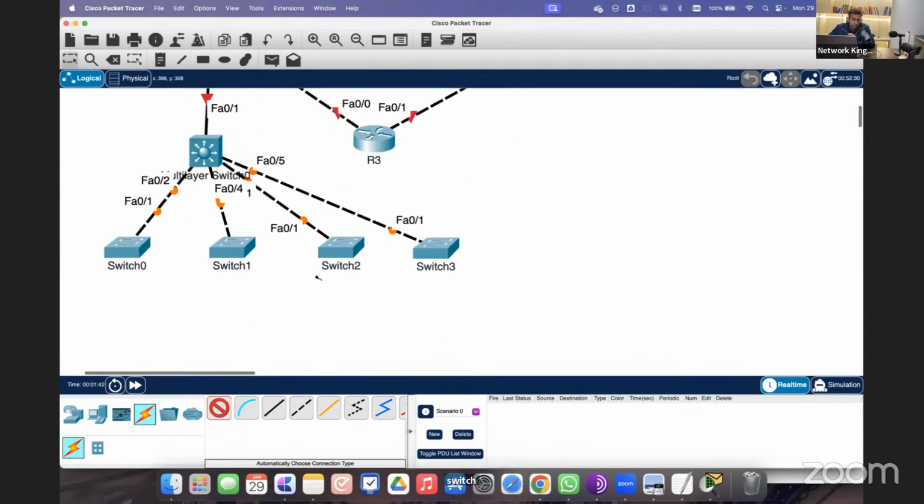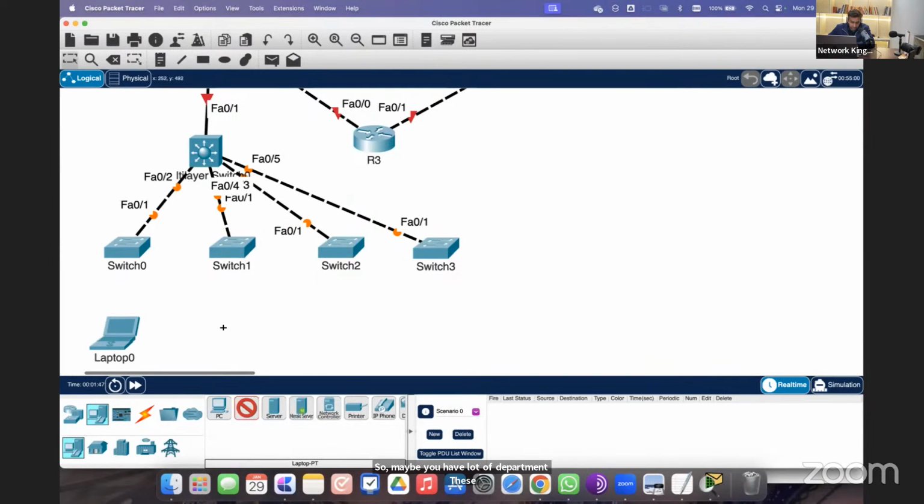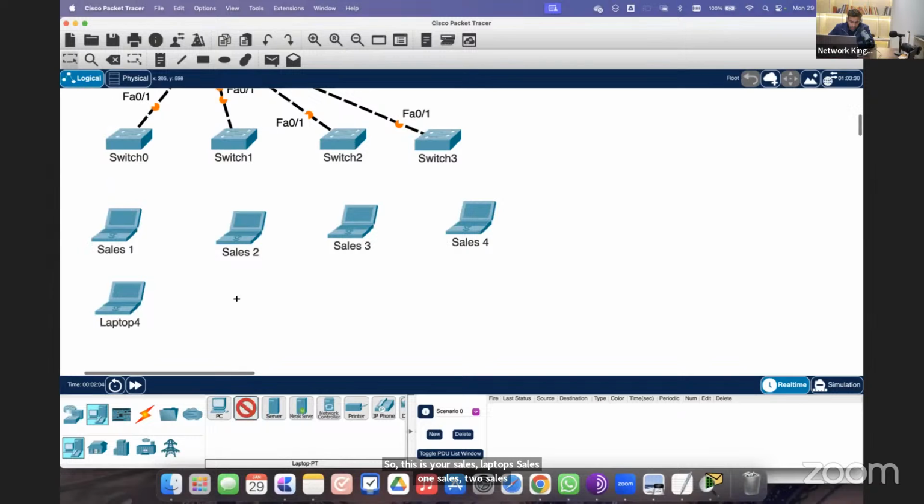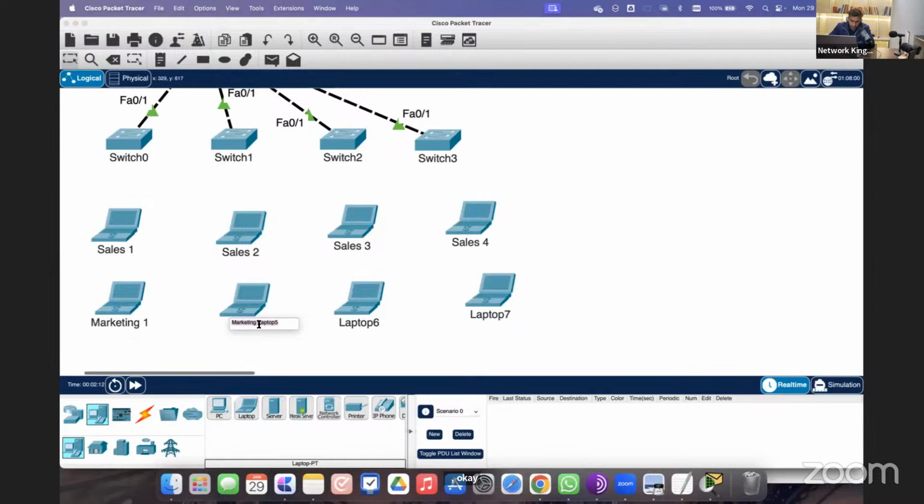How will you build the Delhi LAN network? Okay, so maybe you have a lot of departments. These are your sales team members. Okay, so these are your sales laptops, like sales 1, sales 2, sales 3, sales 4. Okay, so you have similar different departments, maybe like marketing has multiple guys on different floors. So maybe this is your marketing 1, marketing 2, marketing 3, marketing 4. Okay, so these guys are actually connected to these devices. Maybe this is your ground floor switch.